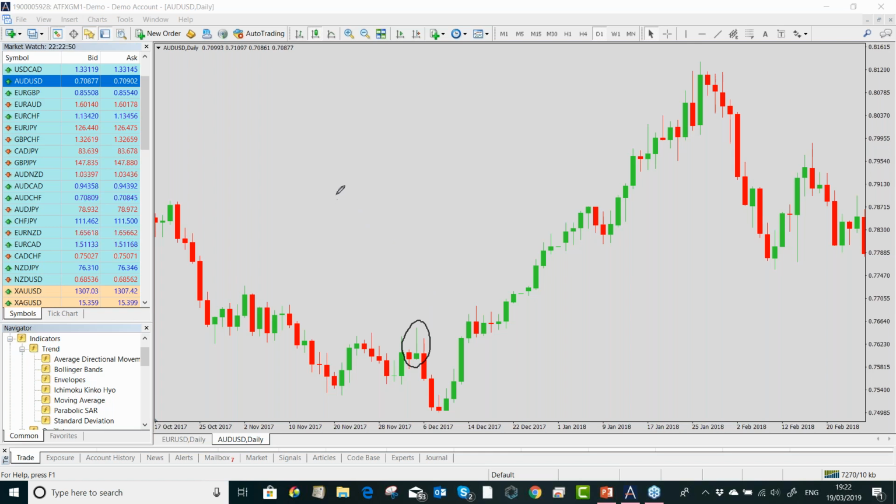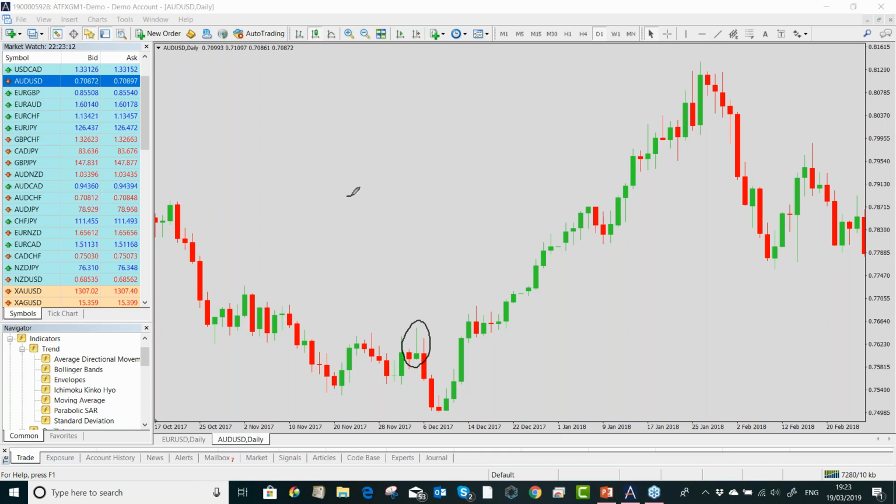Because essentially my options are, am I going to buy this market or am I going to sell this market? And what can I use in order to help me make those decisions? There are various different candlestick patterns that we can use to give us a directional bias. And this is one of them here.